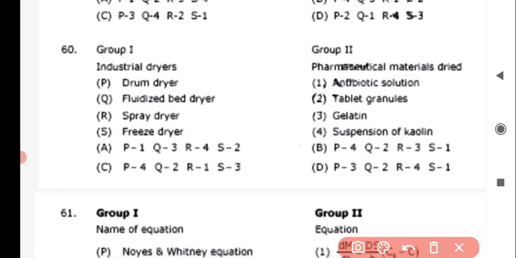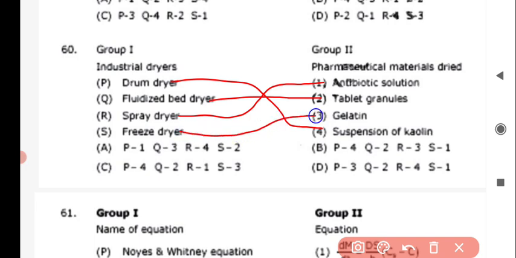The next question, the group 1 contains the industrial dryers and the group 2 contains the pharmaceutical materials dried. In this, the first option, that is drum dryer, the correct answer is option number 4, that is suspension of kaolin. For fluidized bed dryer, the correct answer is option number 2, granules. For spray dryer, the correct answer is option number 1, that is antibiotic solution. For freeze dryer, the correct answer is option number 3, that is gelatin. So option C is correct for this question.